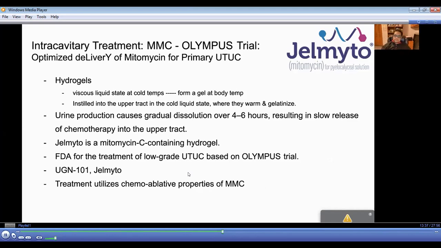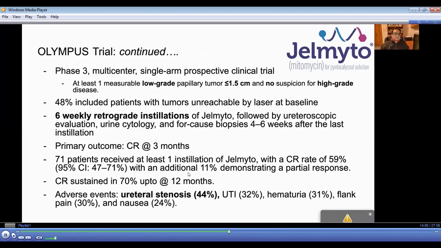FDA has recently approved this for the treatment of low-grade upper tract urothelial cancers, and this was based on the OLYMPUS trial. We'll just talk about it in a second. The role of mitomycin here is not just like we do post-resection, but also it is utilizing the chemoablative properties of mitomycin as well.